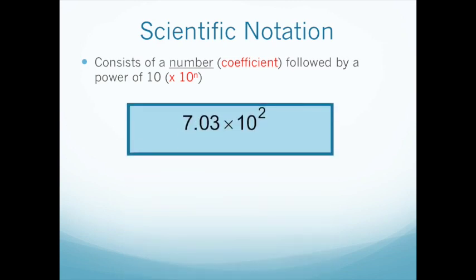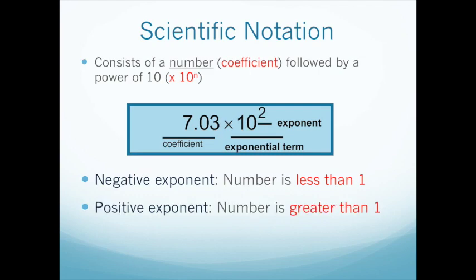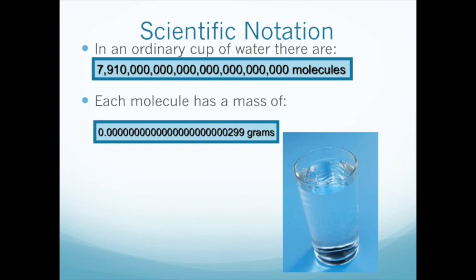This is a number in scientific notation, 7.03 times 10 to the second power. The coefficient is 7.03. The exponent is 2, and the exponential term is times 10 to the 2. If a number has a negative exponent, then it is less than 1. And if it has a positive exponent, it's greater than 1.